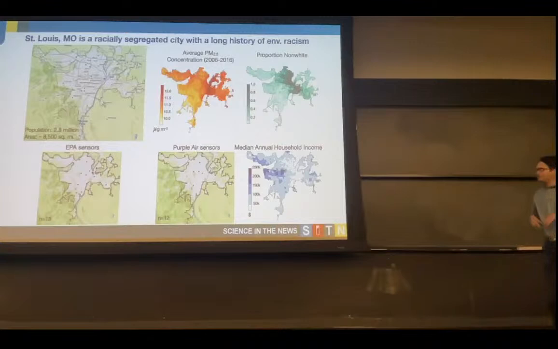Sorry, there's a million different plots here, but I think they work nicely together. Here we're looking at St. Louis, Missouri. It's a major American city with a long history of environmental racism, with around 3 million people. You see it's a funny little shape; we choose the entire metropolitan statistical area. The Mississippi River runs right down the middle of the city, dividing downtown St. Louis from East St. Louis, and East St. Louis is actually in Illinois.